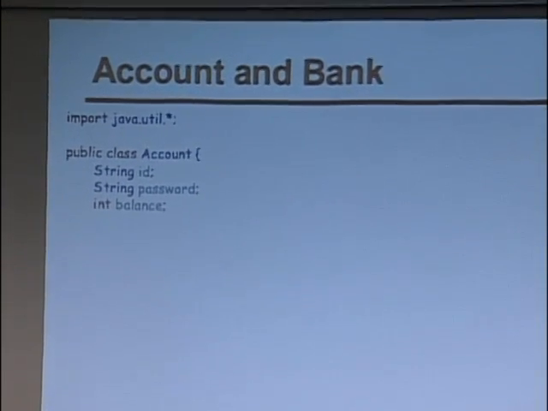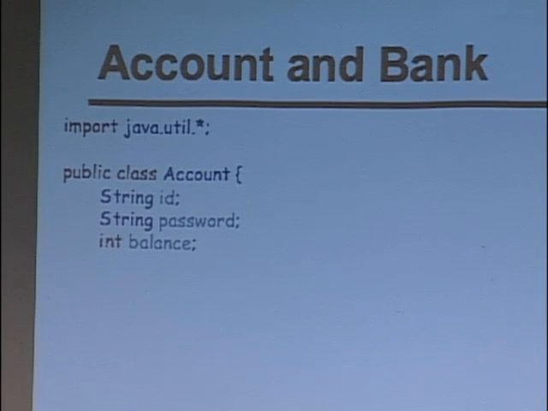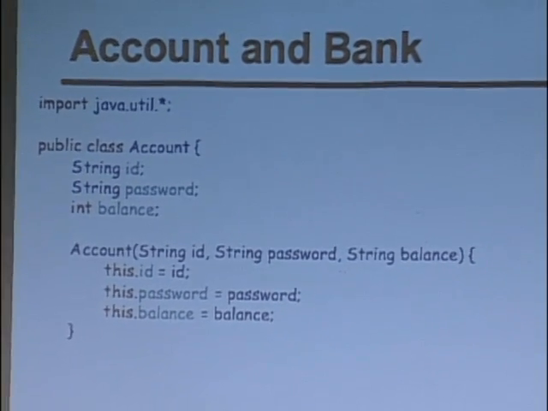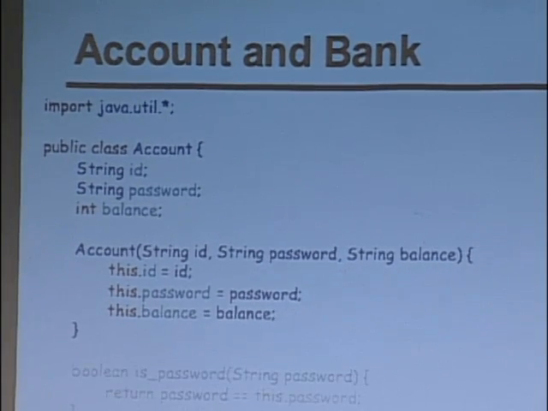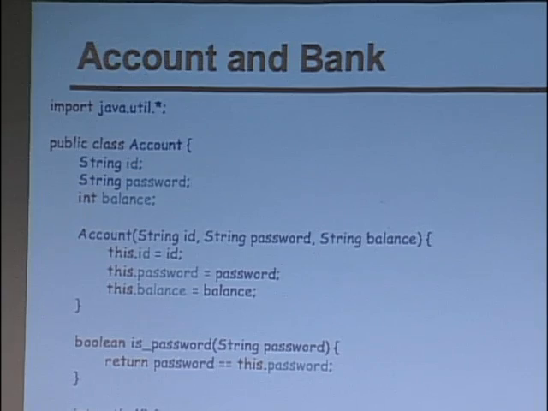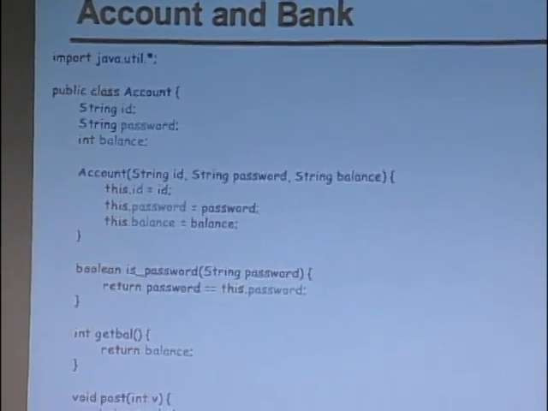Okay. Let's start with a bank. So you have a bank account. In Java, you basically have an ID, password, and balance. And you have some way to construct this object. You can check whether the password is correct. You can get the balance. And you can post the balance. So that's a very simple account object.